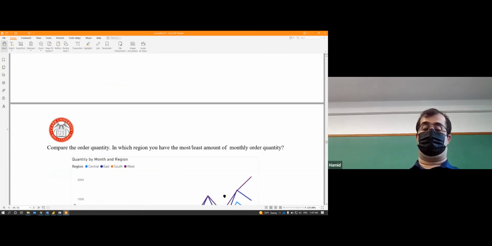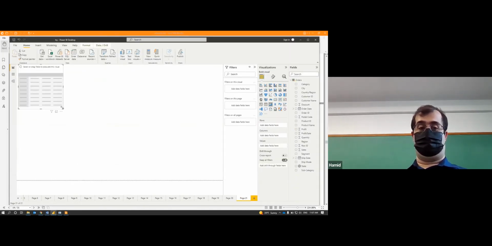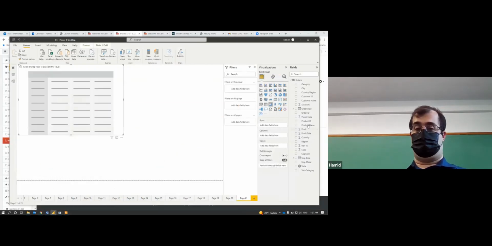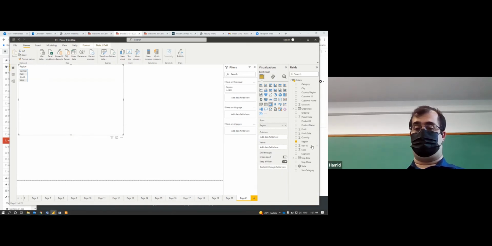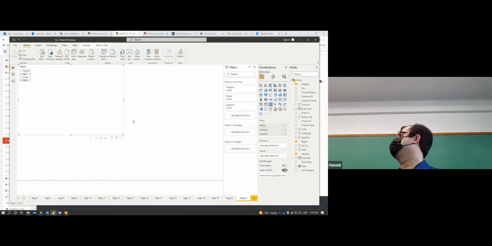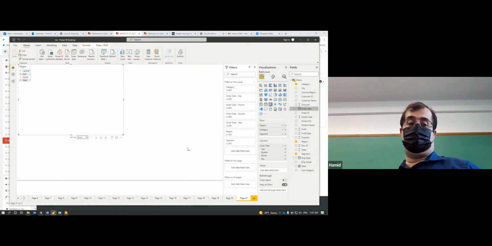Still, I'm using matrix. So region, category, I think the last one was segment. So I want to look at different dates. So you can just drag and drop order date for the columns. And value is sales.